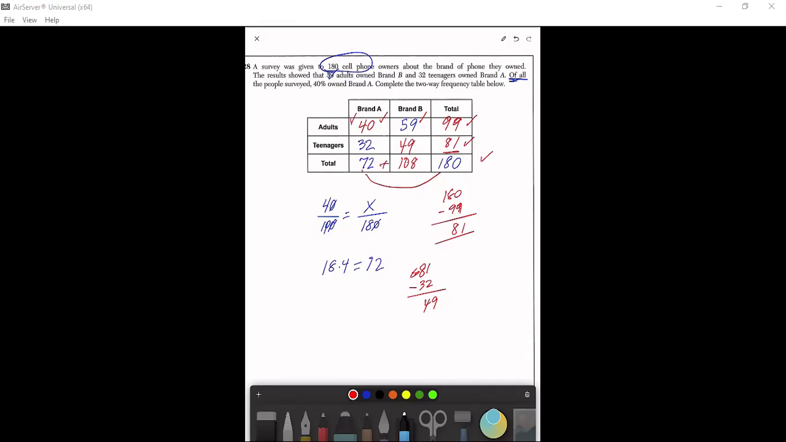Okay, that's it. They like these two-way frequency tables. They are using these more and more. Sometimes it's in the constructed response. Quite often they're in the multiple choice section, but basically you're usually just having to do a couple percents and then you're good to go.